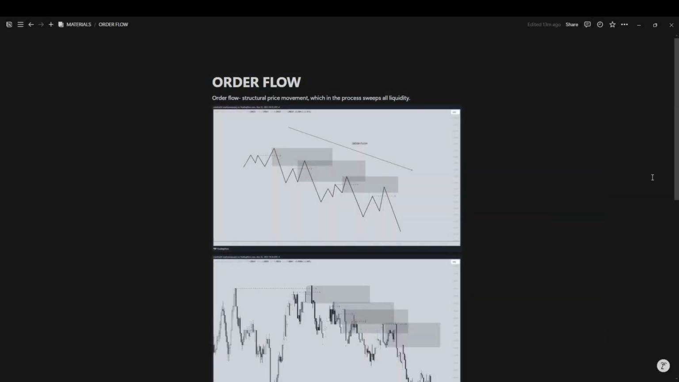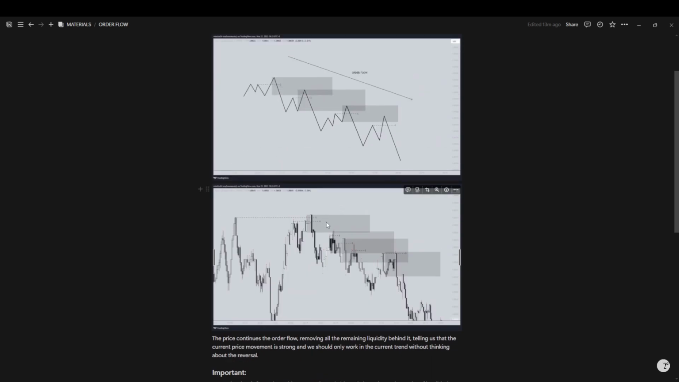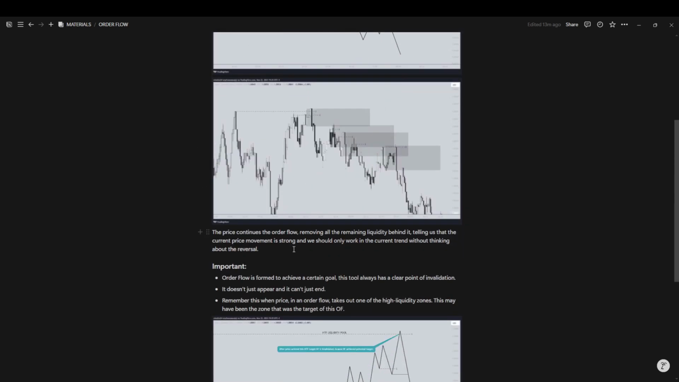We can of course find more examples on different time frames. A higher time frame means that this order flow is more valid for us. For example, order flow on 1 hour is more valid than order flow on 5 minutes or 15 minutes. So the price continues the order flow, removing all the remaining liquidity behind it, telling us that the current price movement is strong and we should only work in the current trend without thinking about reverse.